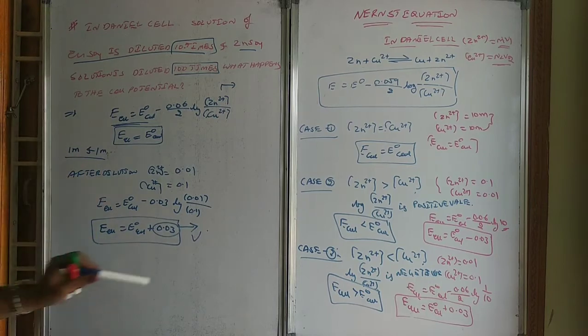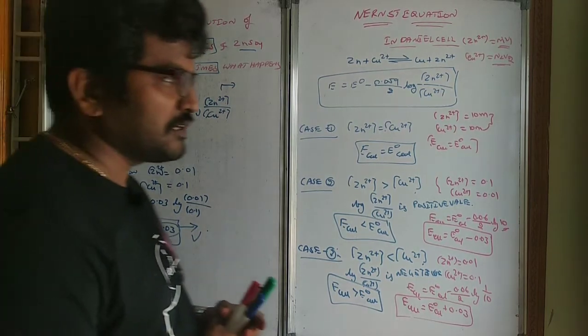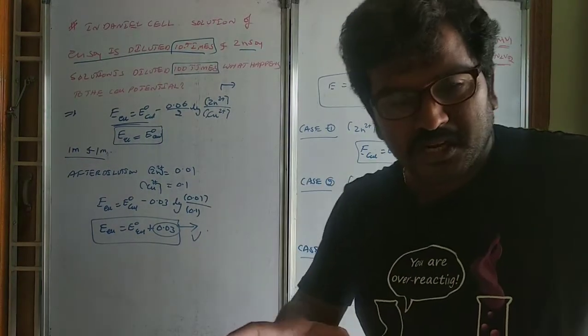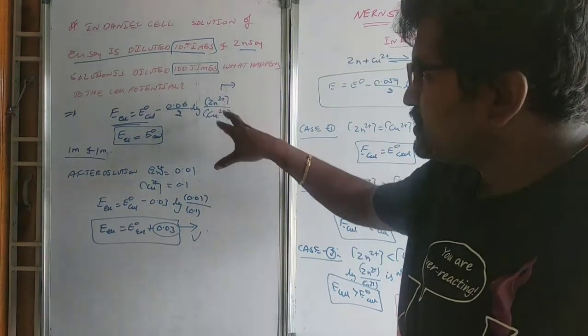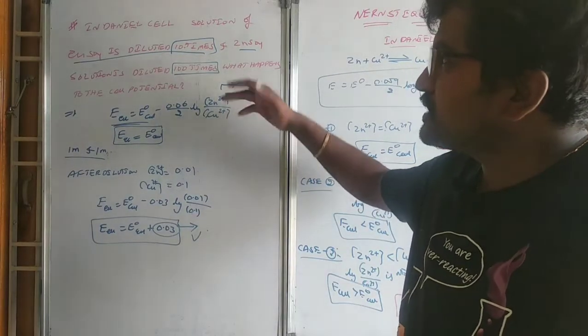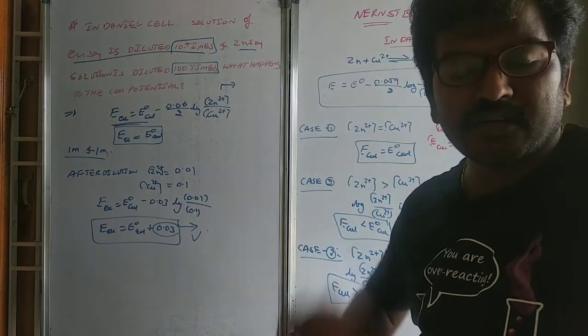So the cell potential increases by 0.03 volts. You can take any other concentration also, there is no restriction. But whatever you do, the change is going to be the same. So that's why you can take a reference concentration, you can dilute it and you can get the answer.